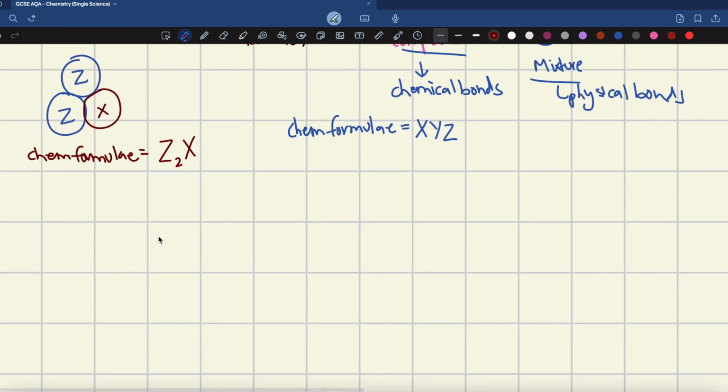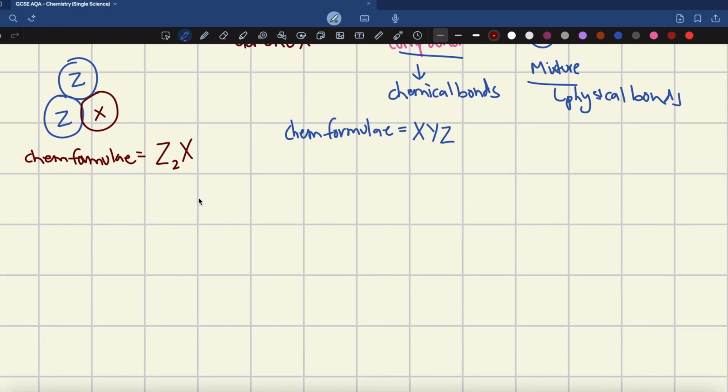Okay? Let's do some real examples rather than taking random variables like X, Y, and Z. So let's take carbon dioxide. Pretty sure that most of you have heard of this, carbon dioxide. Now, the chemical formula for this is CO2. And you need to remember this, okay? This is the part that you are supposed to memorize.